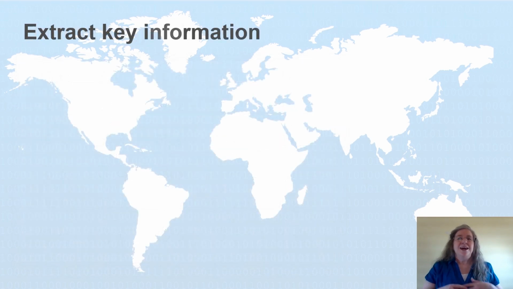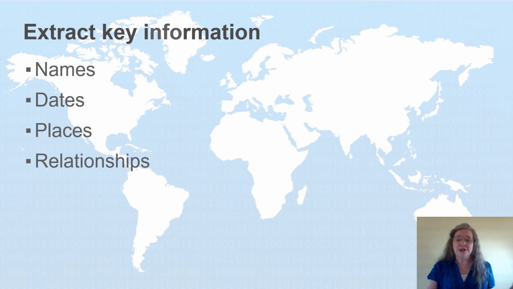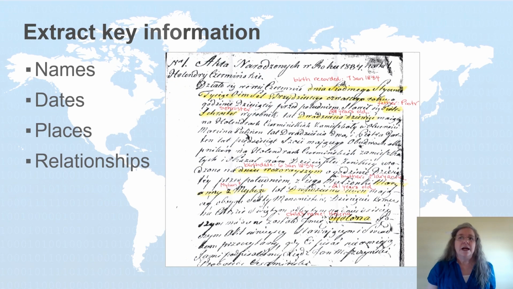Now, one thing that is really helpful is to extract the key information from the document. Things like people's names, the various dates, maybe locations where things happened, relationships. Now, this I'm proud of. This is the first Polish record I ever found. I was so excited. And then I realized I couldn't read it at all.